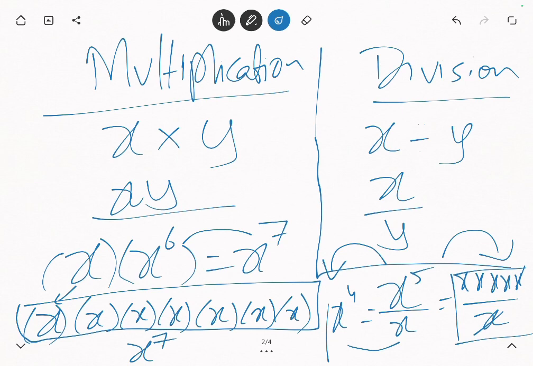This is how we perform all the basic mathematical operations on algebraic terms. Hope you have very well understood the basic mathematical operations on algebraic terms. Thank you.